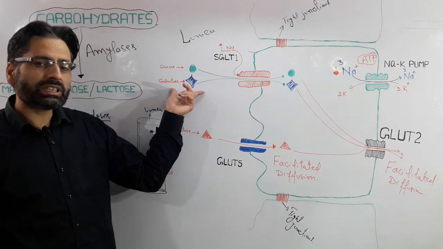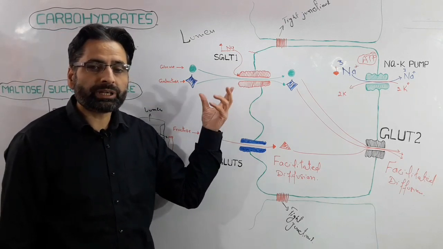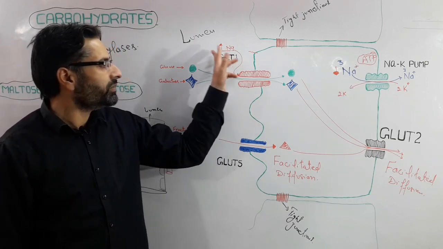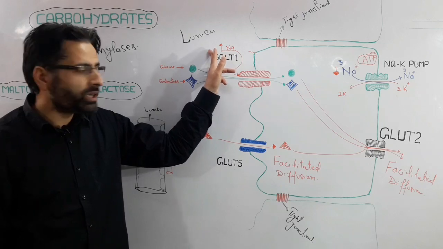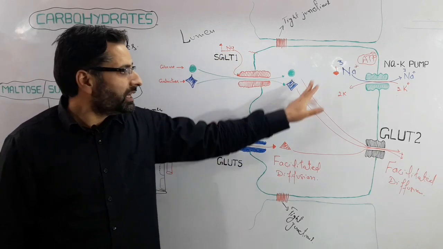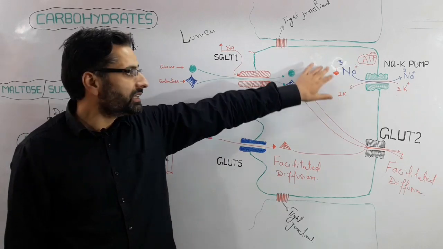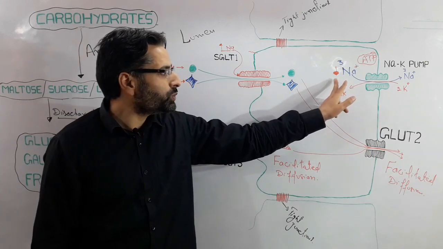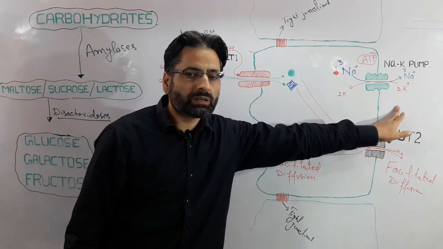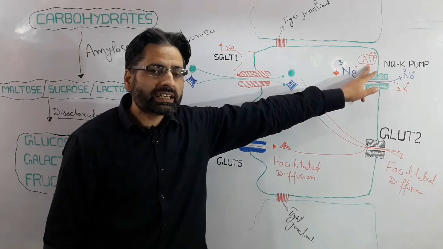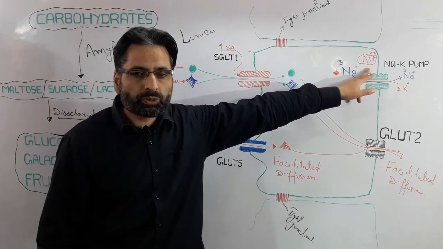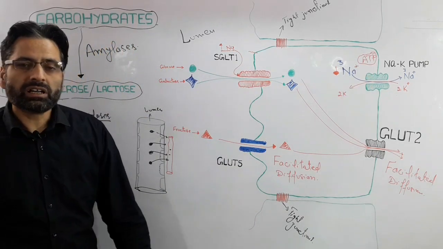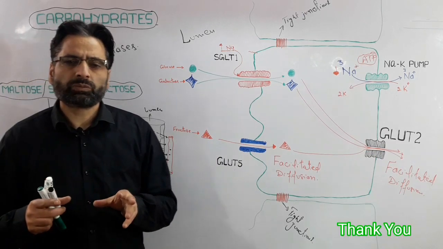Transport of glucose and galactose is secondary active transport because it depends upon the sodium ion concentration gradient. Here on the luminal side, the sodium ion concentration is more as compared to inside of the cell. The decrease in the sodium ion concentration in the cell is maintained by the sodium potassium pump because it continuously transports these sodium ions from inside to outside of the cell. And this pump directly utilizes ATP. This is the primary active transport, and here it is the secondary active transport. So this is all about the absorption of carbohydrates.